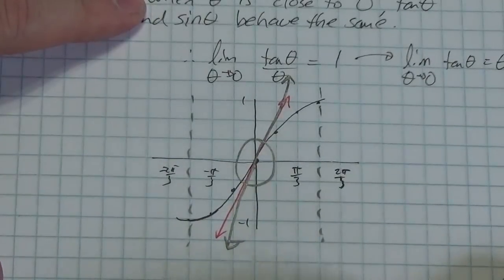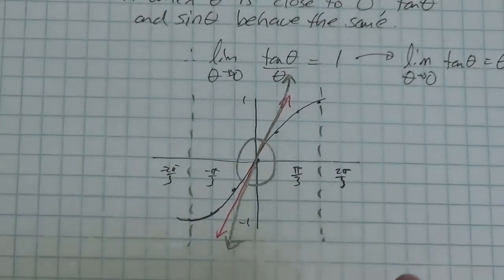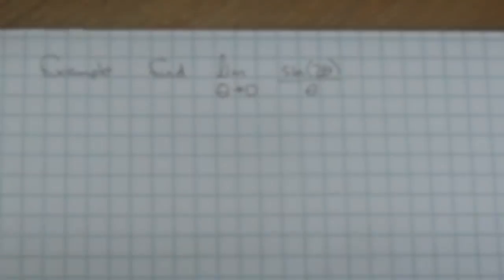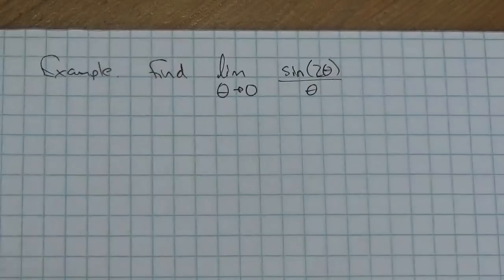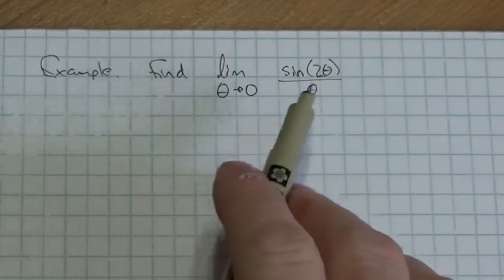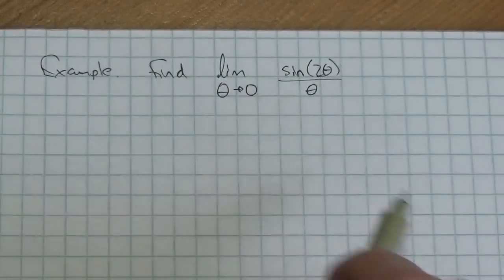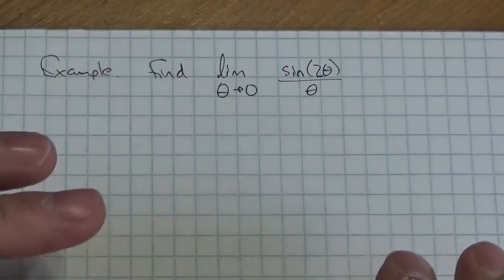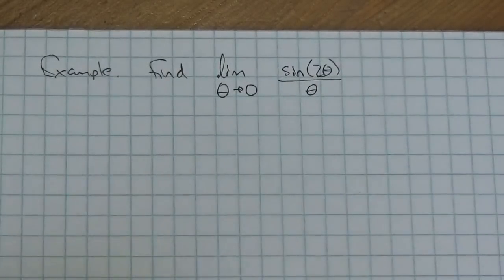Okay, enough of that. Let me show you what it looks like when you are asked questions where you have to apply the fundamental trigonometric limit. Okay, so let's take a quick look at some questions here. Let's say that I'm asking you to find the limit as theta approaches 0 of the sine of 2 theta over theta. Now, don't be too quick to jump to conclusions here, okay?